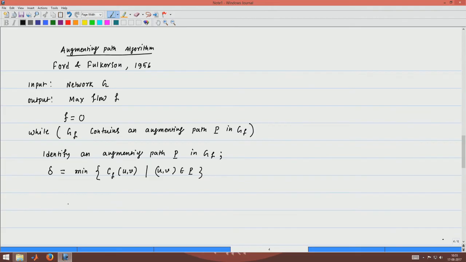I have explained everything in the previous example, and then what you do is that you augment delta units of flow along P and update GF. That means, you compute the new residual network.